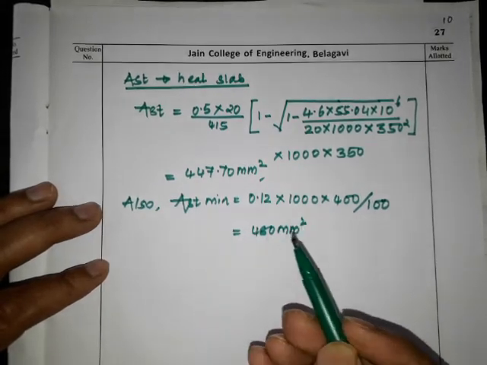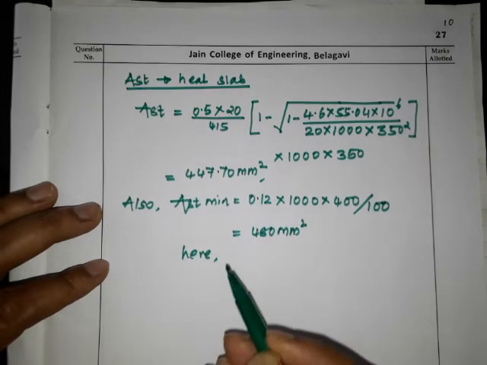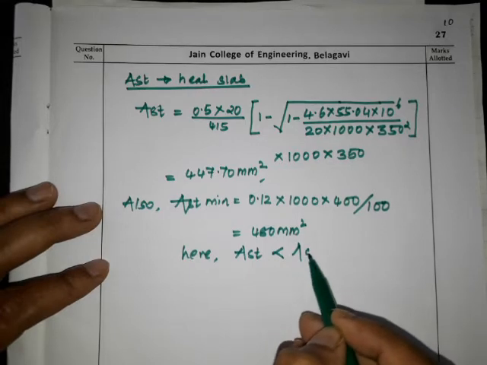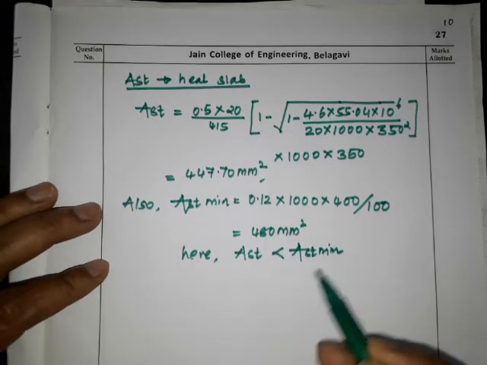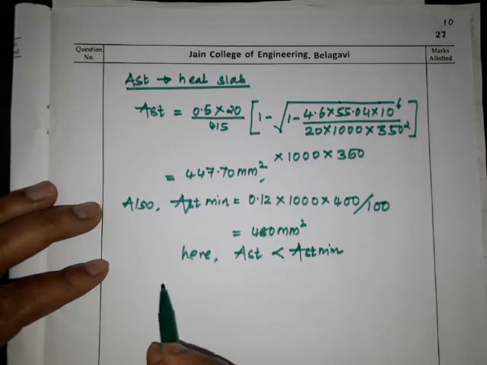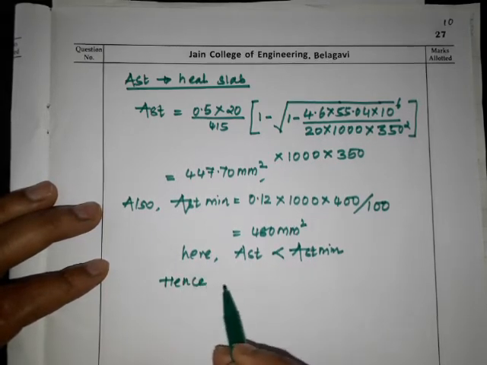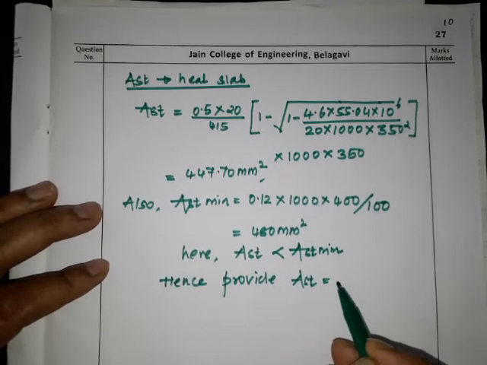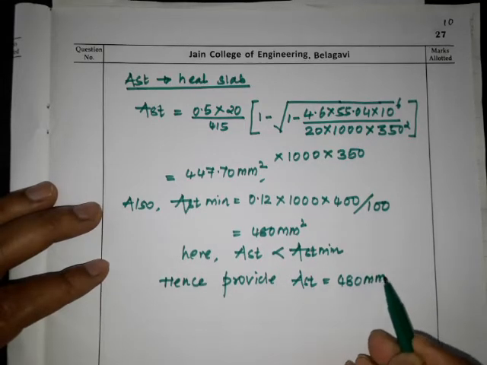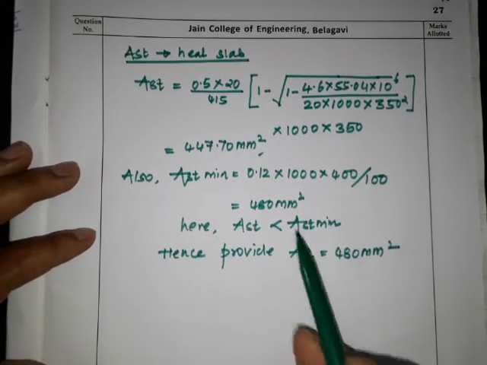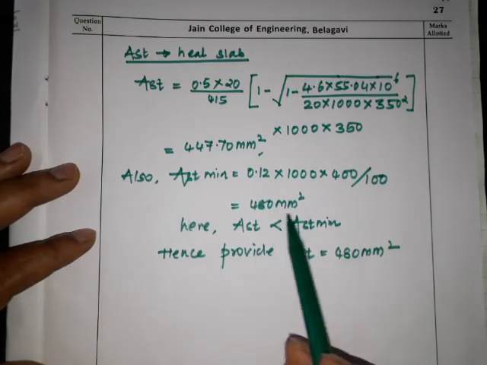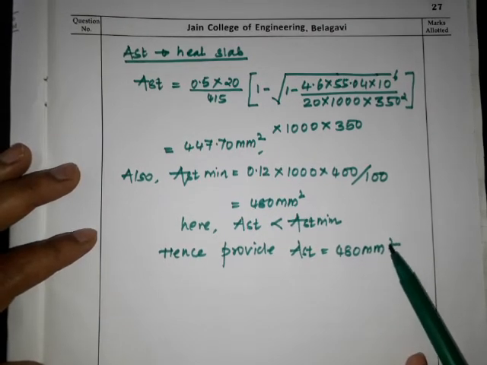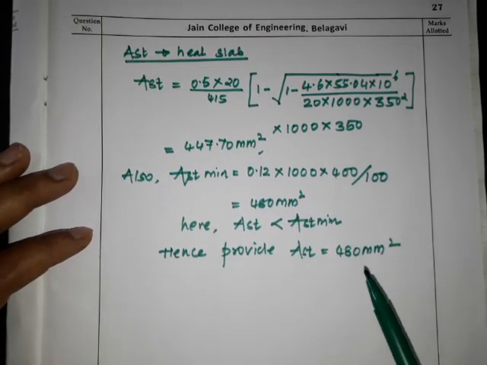Okay. So here AST is less than AST minimum. So hence provide AST is equal to 480 mm square. So in our case for design of heel slab, our AST is less than AST minimum, so we have to provide AST is equal to 480 mm square. Correct?